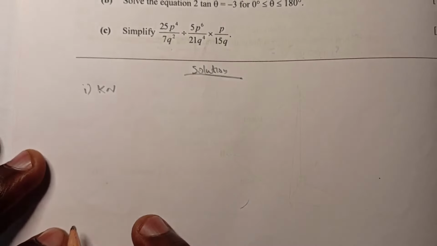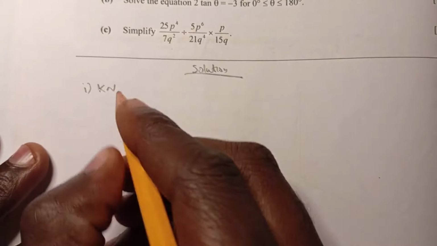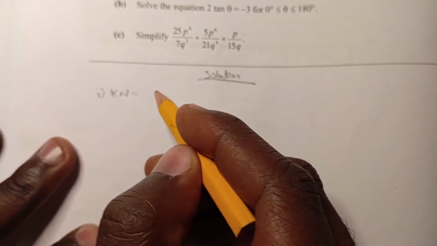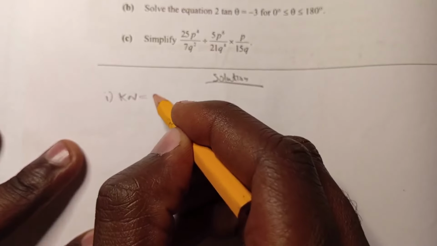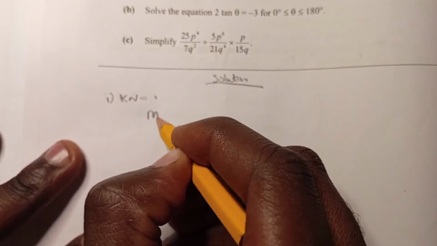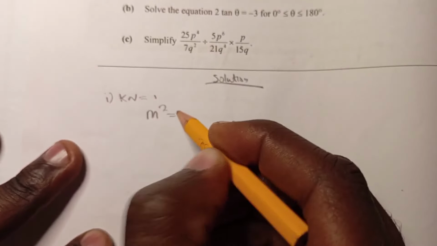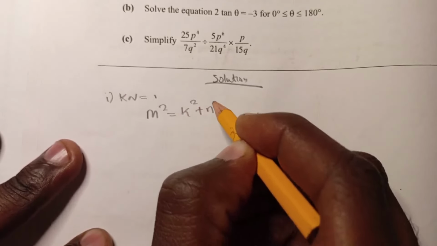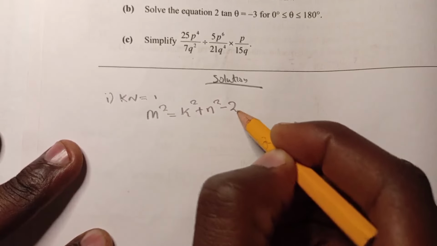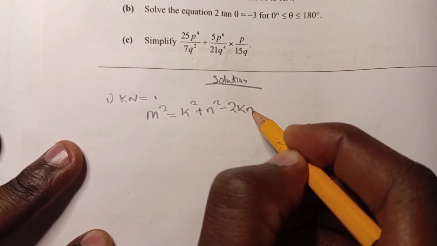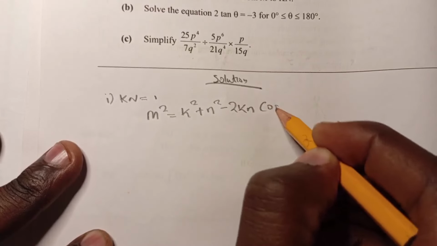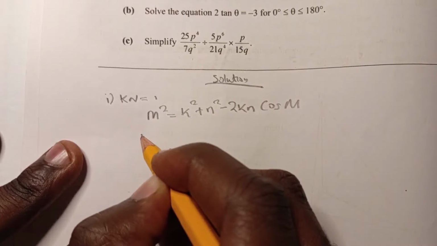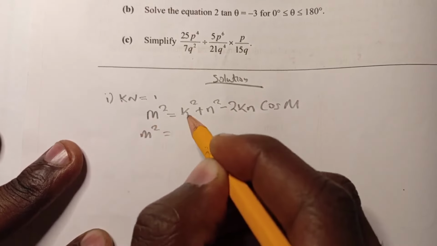So calculating kn, here we're simply going to use the formula: m squared is equal to k squared plus n squared minus 2kn cos m. So m we don't have, that's what we're finding, which is our kn. So m squared is equal to k.